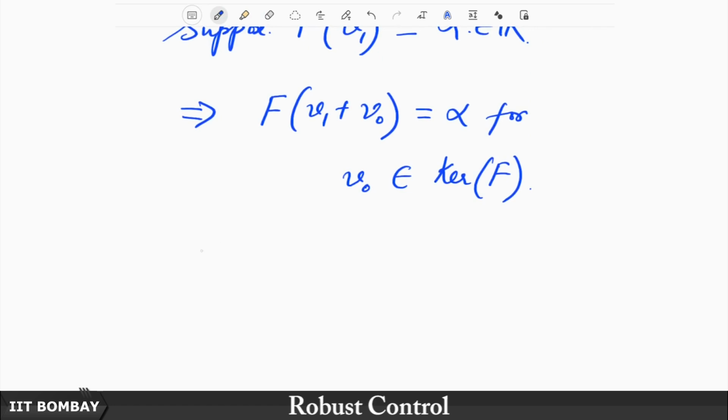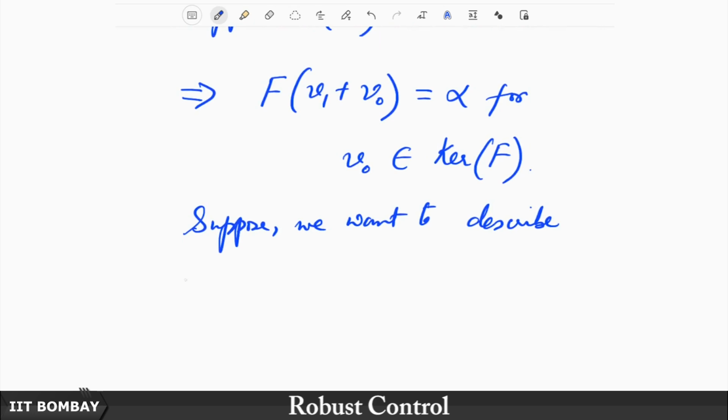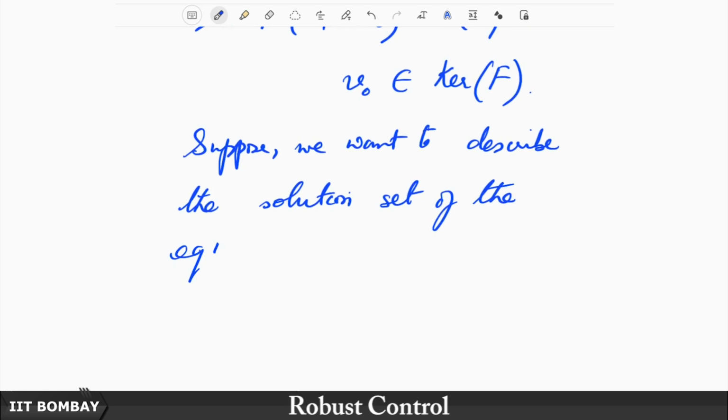Now, suppose we want to describe, so remember, the solution set of the equation f of v is equal to a, yeah. Then what sort of a set are we looking at? The solution set, that is, yeah, all right. What sort of a solution are we essentially looking at?